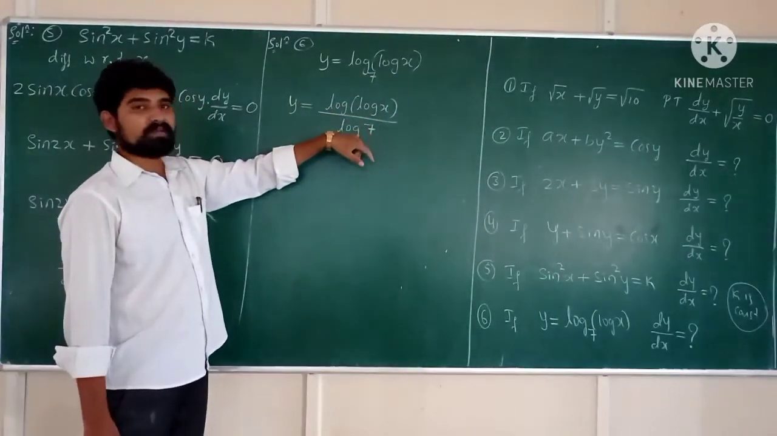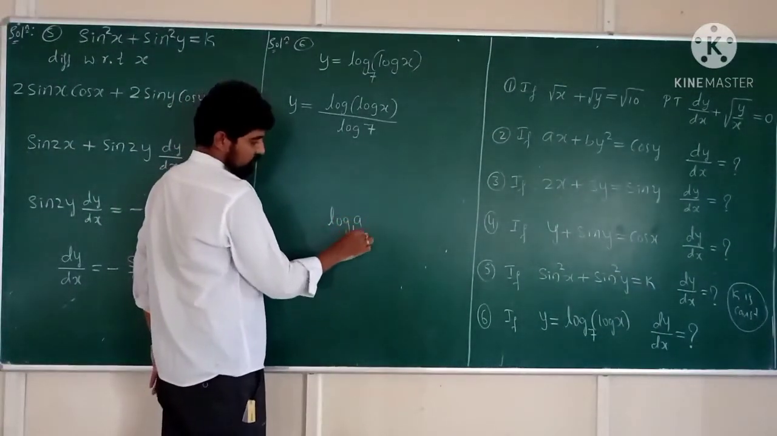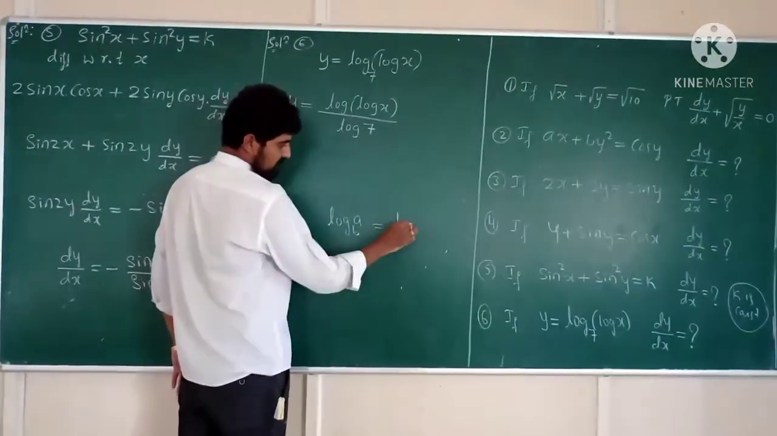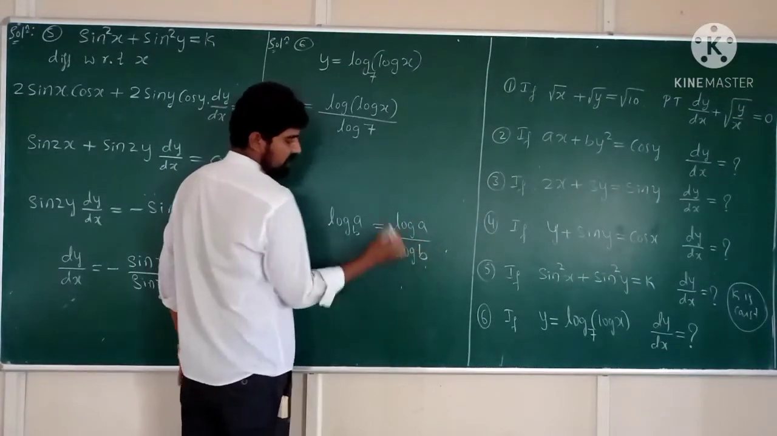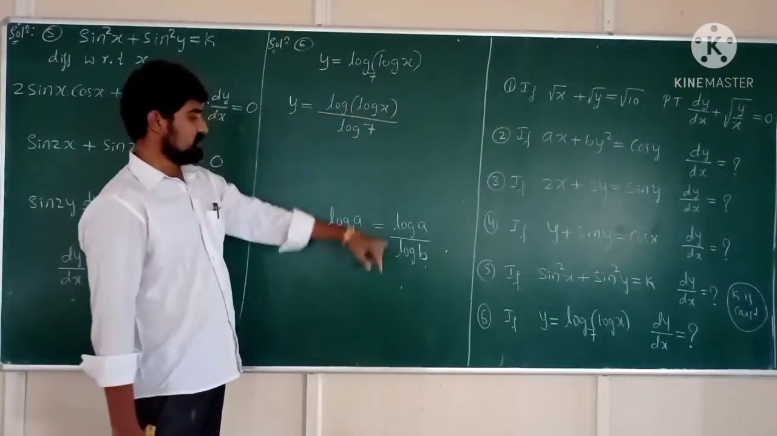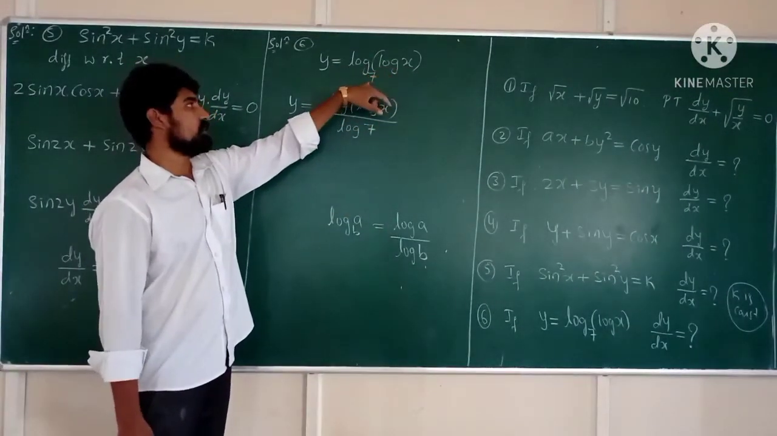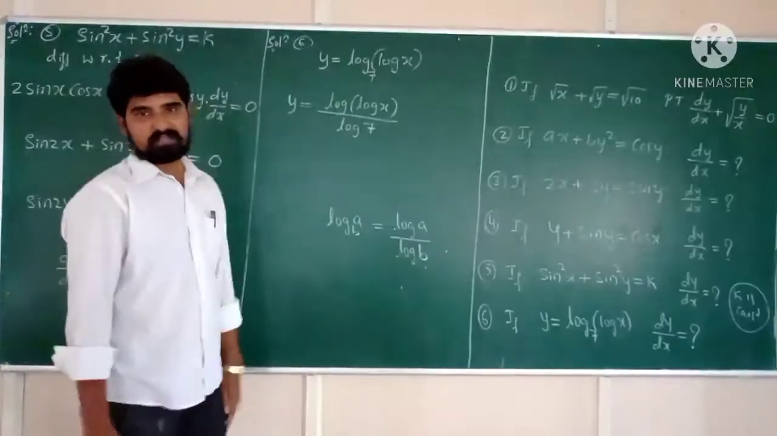By using change of base theorem, log of log x to the base 7 can be written as log of log x divided by log 7, by using the property log a to the base b can be written as log a divided by log b. I hope all of you understand. Here a is log x, b is 7. Therefore log of log x to the base 7 can be written as log of log x divided by log 7.